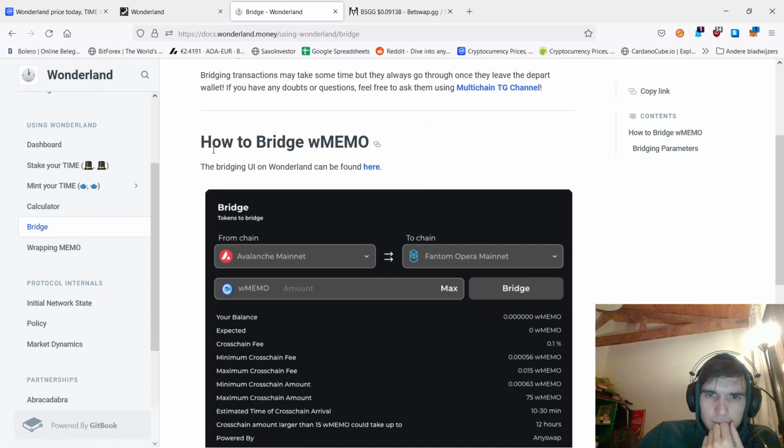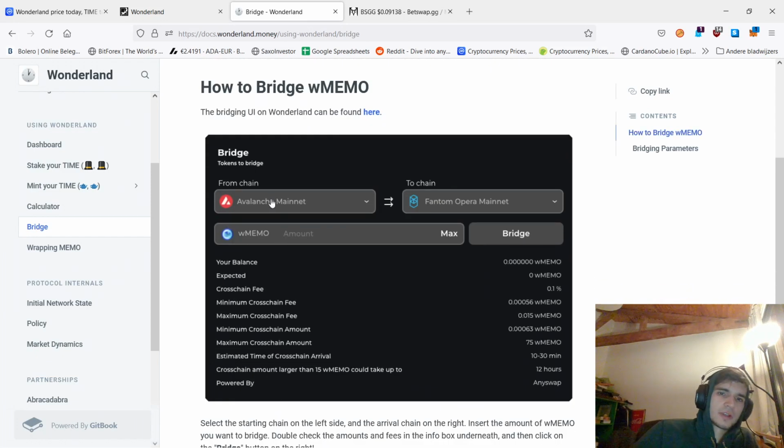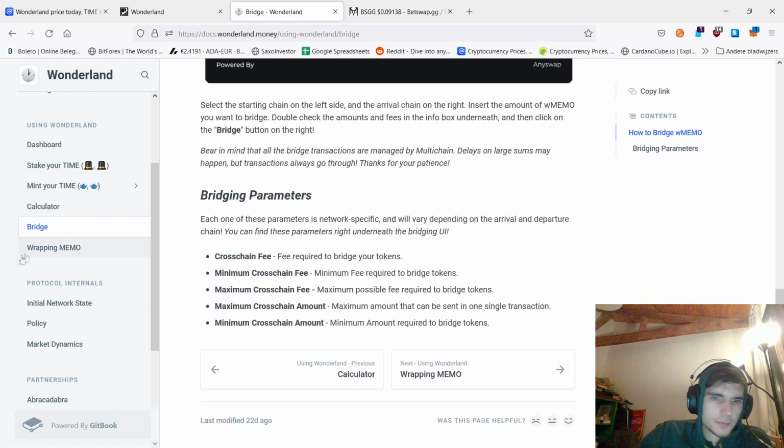Basically bridging means that you pay gas fees from the chain you're bridging from. So you're paying, in this example, AVAX gas fees to move your wemo, red memo I mean, or your Magic Internet Money, to another chain like Phantom or Ethereum, for example. But we'll also show this in a future video.